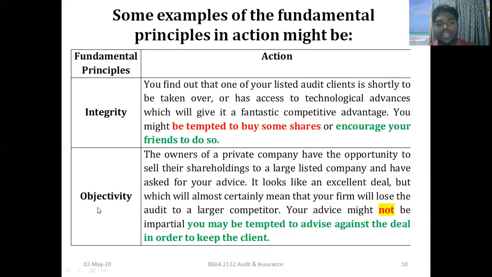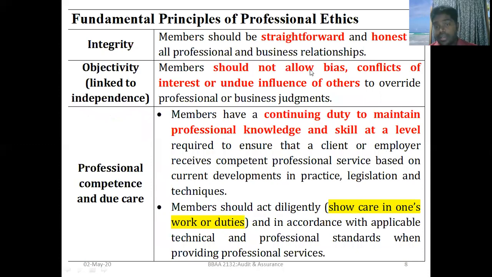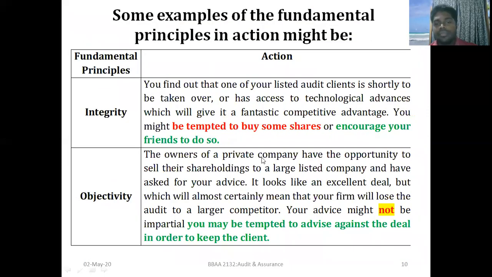The second one says objectivity. What's the meaning of objectivity? The members should not allow bias or conflict of interest or undue influence of others. So the example is there. Two companies are there, public company and private company, we already discussed. Both public and private companies must do the audit, no? External audit as per the Company Act. I hope you remember that point.